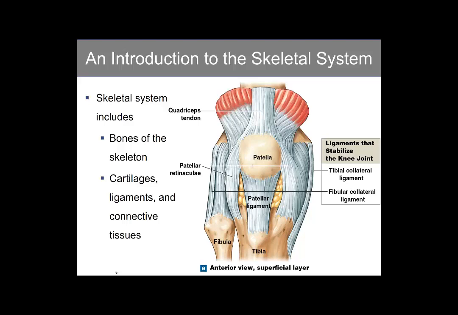Module 3 covers the skeletal system, and the skeletal system not only includes the bones of the skeleton, but also the supportive connective tissue that we find in conjunction with the bones. So we have cartilages and ligaments and other connective tissues that are used to support.